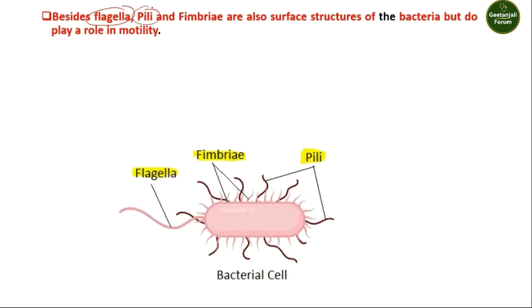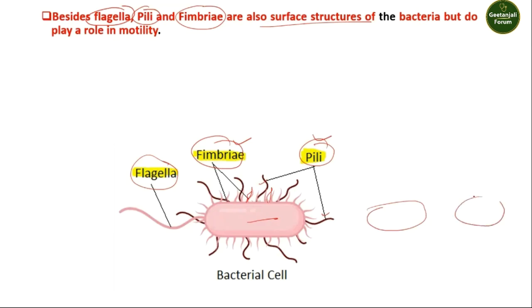Apart from flagella, there are pili and fimbriae as surface structures of the bacteria which help the flagella in its movement. You can see here, these are the pili. These smaller extensions are called fimbriae, and all these three, flagella, fimbriae and pili, have the same function of helping bacteria to move from one place to another.